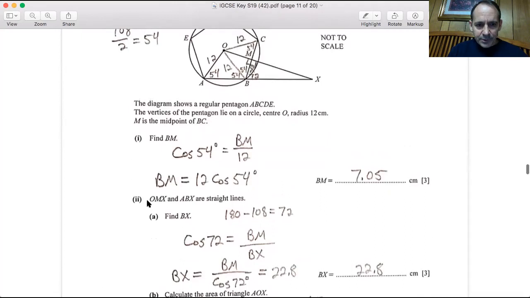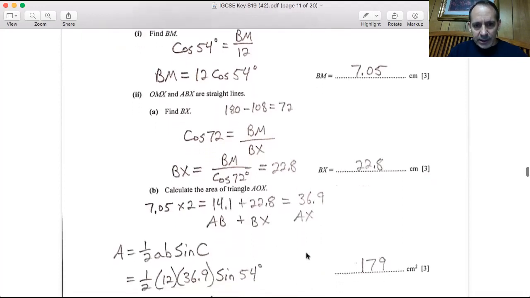Now it says OMX and ABX are straight lines. Find BX. So BX here, since both of these are 54, that adds up to 108. And 180 minus 108 is 72 because this is a straight line. So straight line makes 180 minus the 54 and 54 give you what? 72. Now we have 72 and the BM is our 7.05. So we can find BX. Again, over here we had a perpendicular. So this is a straight line, meaning that's perpendicular, meaning we can use SOHCAHTOA.